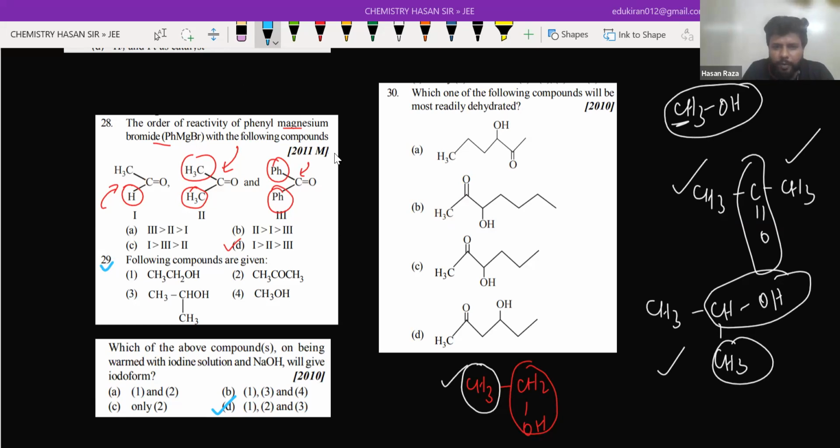Which one of the following compounds will be most readily dehydrated? Dehydrated means you are going to remove water, that means formation of a double bond will take place. So search for the most acidic hydrogen, and alpha hydrogen is the most acidic hydrogen.